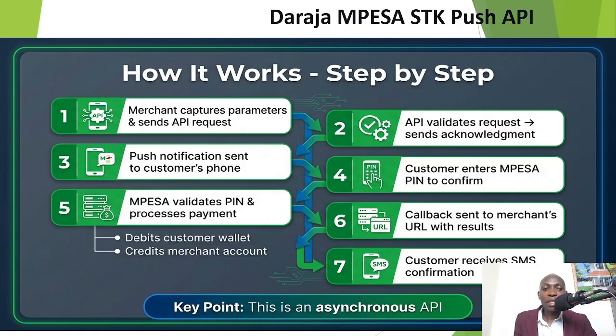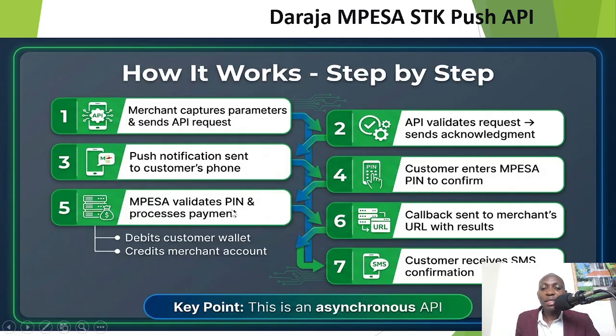Basically what happens is that the merchant captures parameters and sends an API request. So the merchant, that is the business you are doing the integration with, with the help of your integration, captures the parameters and sends an API request. The API validates the request and sends an acknowledgement. A push notification is sent to the customer's phone number. Then the customer enters the M-PESA PIN to confirm.